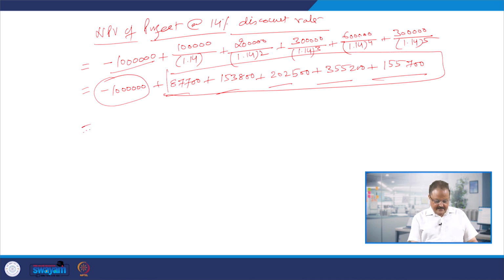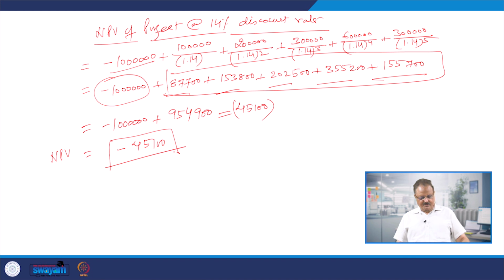So if you sum it up, this is 1 million, and if you take the sum of the inflows, the sum will come up as 9,54,900 rupees. And finally, if you find the difference of this amount, it will come up as 45,100 rupees, and this is a negative value, in parenthesis. So finally, you can say the NPV of the project is minus 45,100 rupees, which is a negative value. So the NPV of the project is negative.